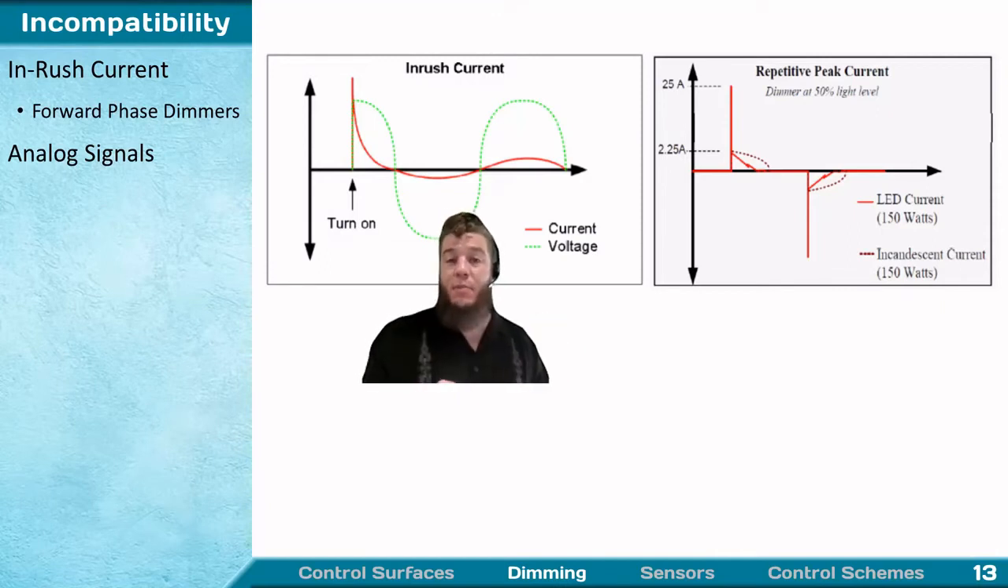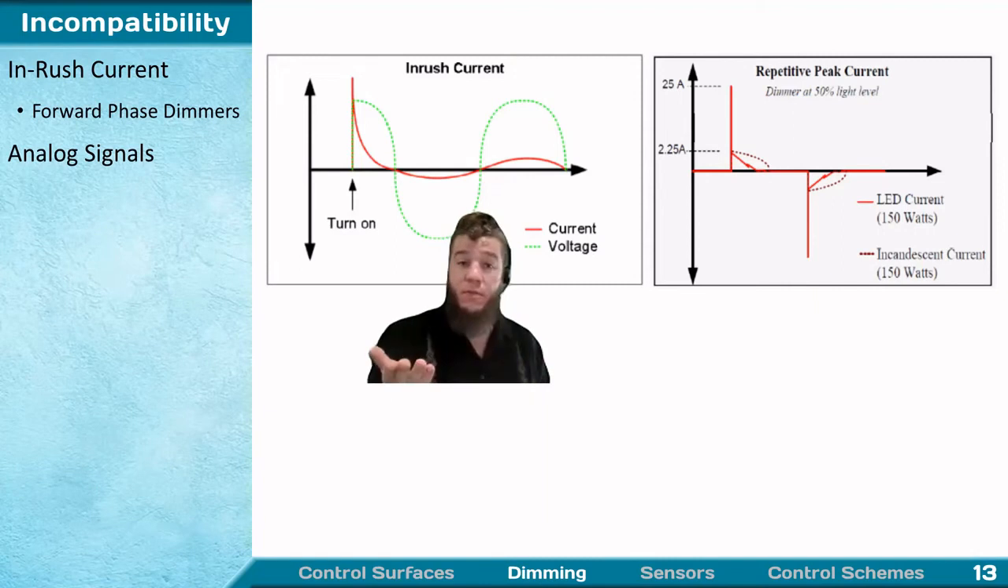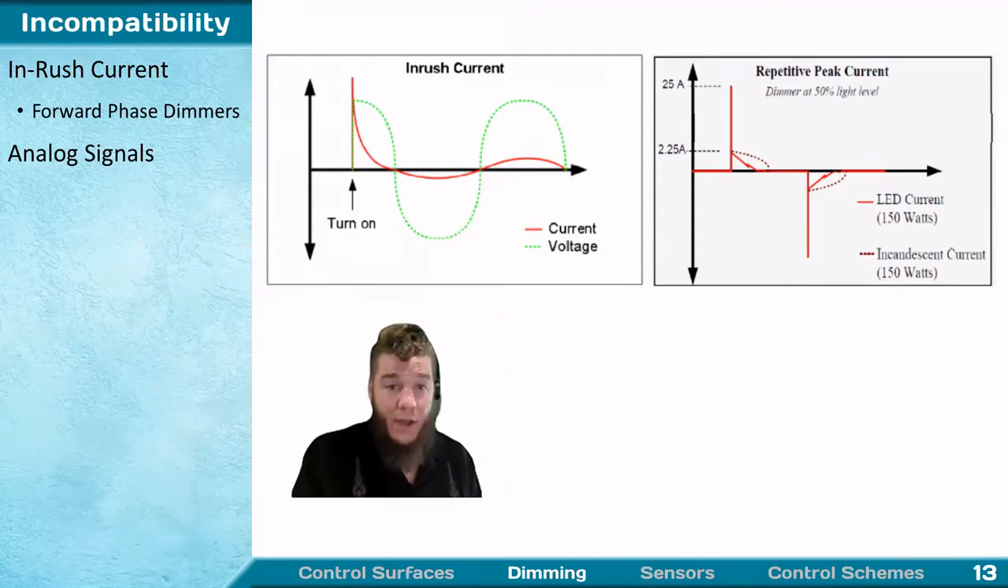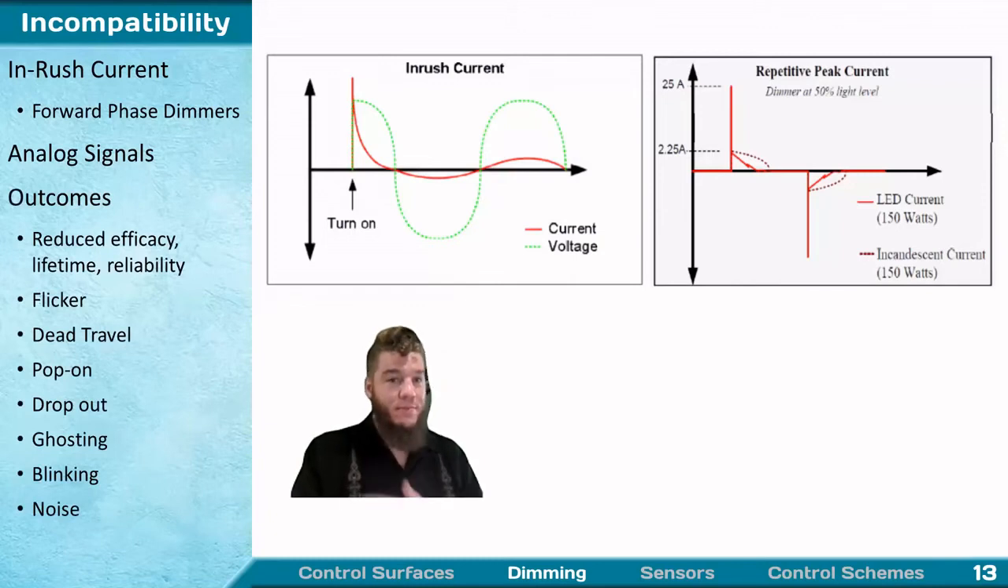So that's the problem here, is that we're sending an analog control signal that is based on screwing up the power supply to a device that wants neither of those things. So let's talk about the outcomes then. There's a lot of outcomes here.